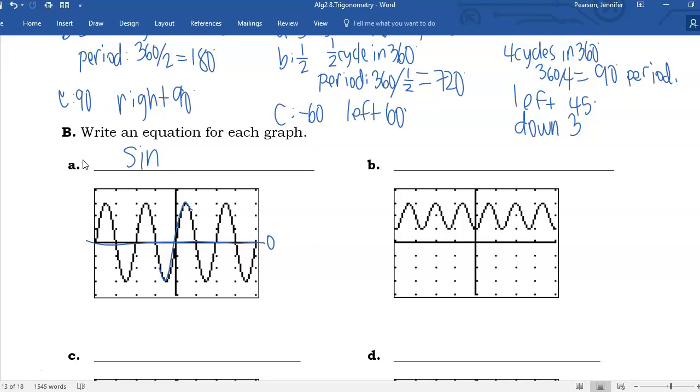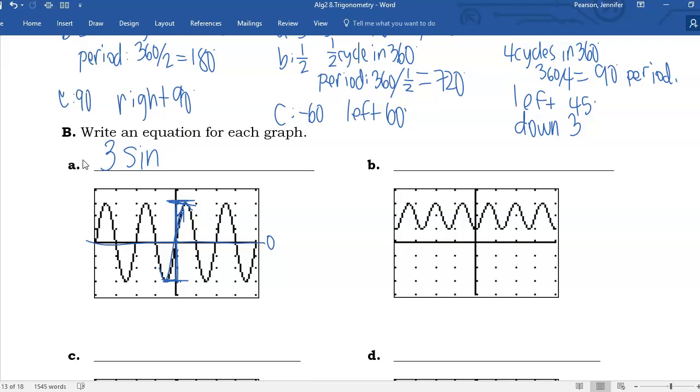Amplitude is half the overall height, so it looks like we're going up to 3 and down to negative 3. 3 to negative 3 means a height of 6, so my amplitude is 3. It is going up at the beginning, so that's a positive 3.